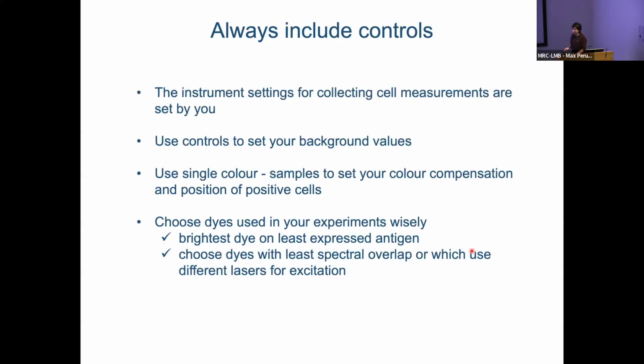Always include controls. People always ask me if they need controls, and yes, because there are variations between days, between experiments, and between samples. So for each experiment, at least you need negative controls. If you do a multicolor experiment, please include your single color controls. The positive population detected on the cytometer is always relative to your negative population. The basic principle is brightest dye on least expressed antigen, and choose the dyes with the least spectral overlap.